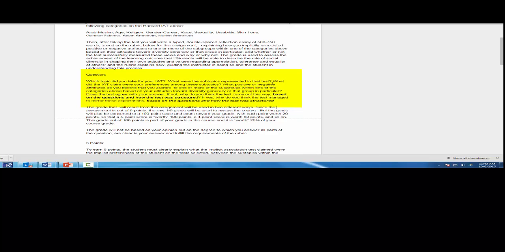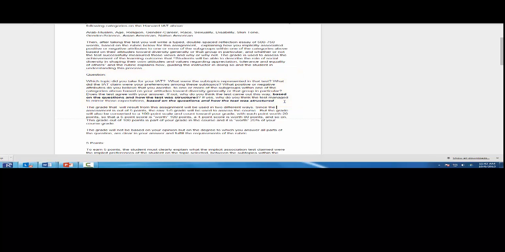I'll give you an example. And then you answer this question: what did the IAT claim were your preferences among these subtopics? What positive or negative attributes do you believe that you ascribe to one or more of the subgroups within one of the categories based on your attitude towards diversity generally or that group in particular? Does the test agree with your answer? If not, why do you think the test came out this way based on the questions and how the test was structured? If yes, why do you think the test managed to mirror those expectations based on the questions and how the test was structured?